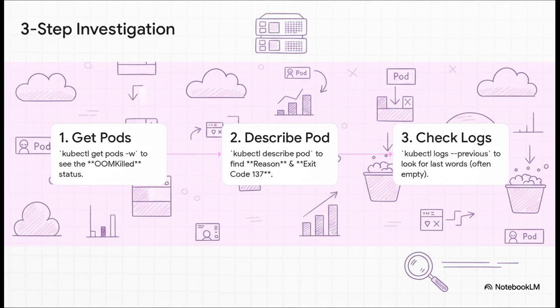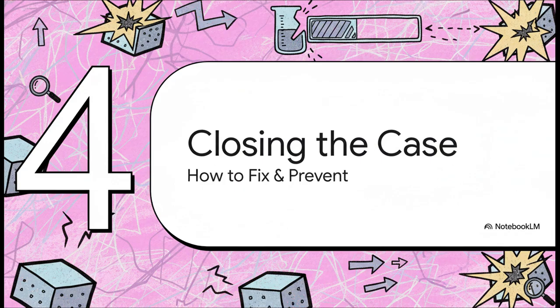First, kubectl get pods to spot that OOMKilled status. If you see it, you move to step 2, kubectl describe pod. This is where you'll find the explicit reason OOMKilled and that telltale exit code 137. And finally, just to be thorough, you can try kubectl logs --previous, but like we talked about, don't be surprised if you find it empty.